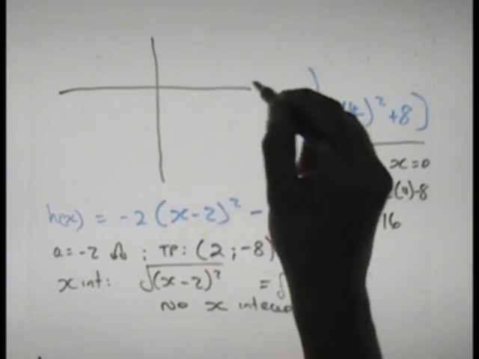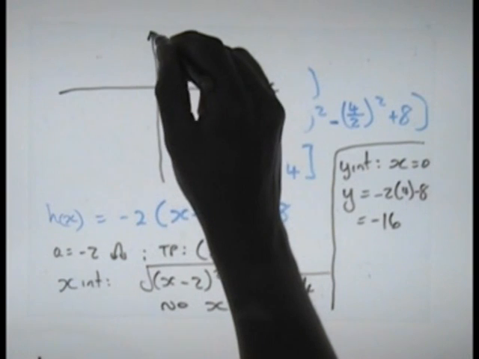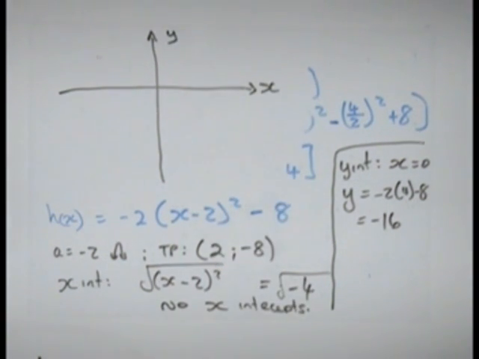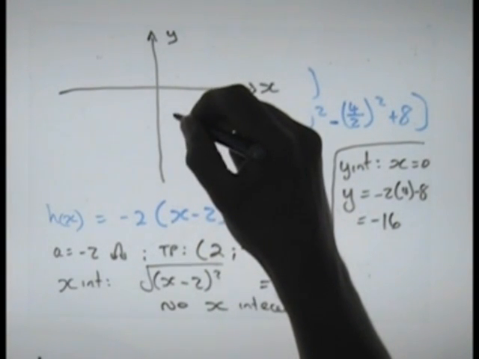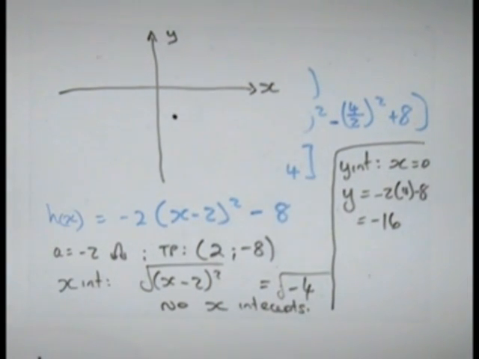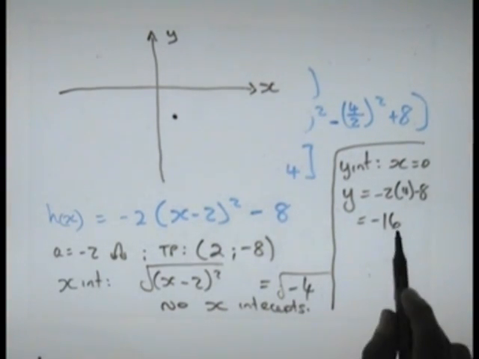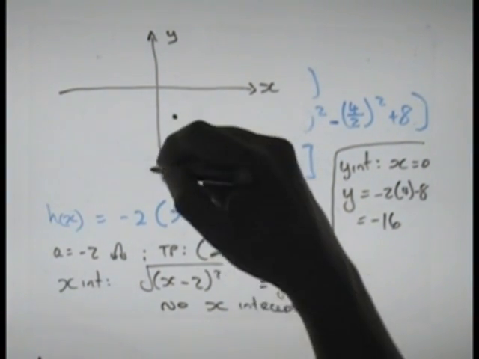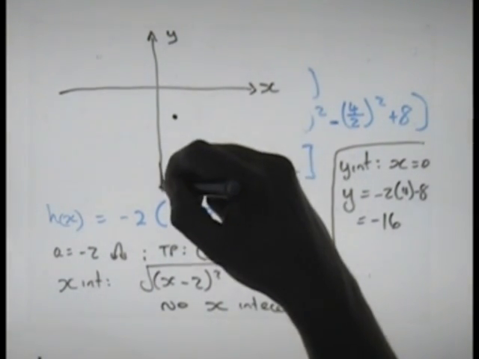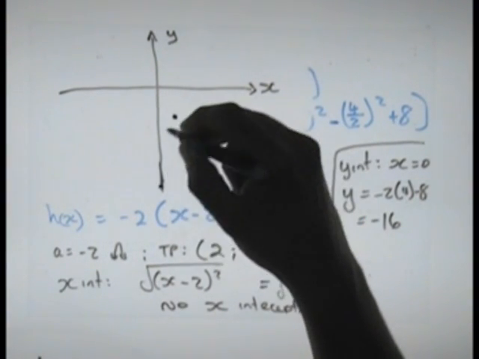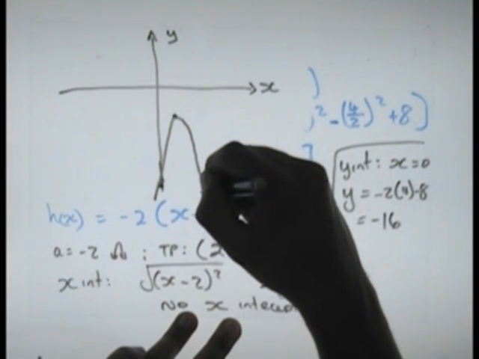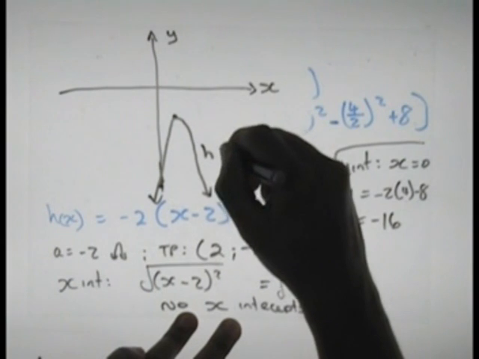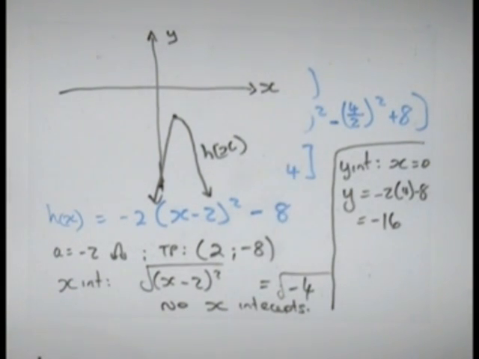I'm going to draw my x-axis a little bit higher, and I'll show you why. Firstly, my turning point is at x is equal to 2, y is equal to negative 8, so that's somewhere over there. No x-intercepts. The only other bit of information I have is my y-intercept, which is negative 16, so that's somewhere over there. That means that my graph is going to look like that, and that is what h of x looks like.